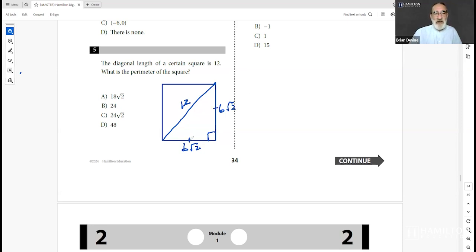It's a square. And by the Pythagorean theorem, if I take x squared plus x squared equals 12 squared, and I solve that, I'm going to get x is 6 root 2. Well, then the perimeter of this would be 4 times that. And 4 times 6 root 2 is 24 root 2. So C is the correct answer.